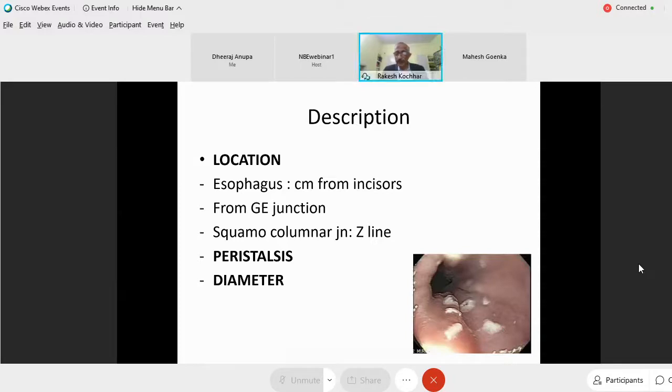Now, for example, in this patient, you have this whitish cheesy material in the esophagus. This is the gastroesophageal junction. So this is in the lower esophagus. So this is a classical case of Candida esophagitis.